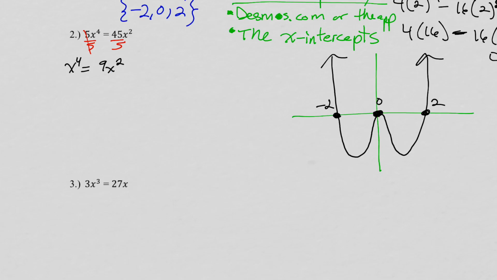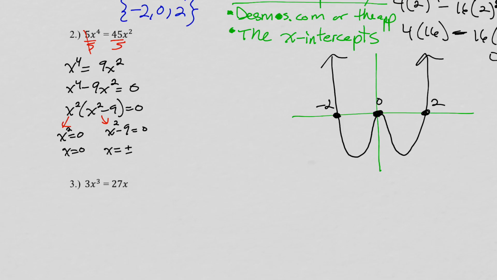So if you wanted to go ahead and divide by 5, which is fine, that's going to give you 9x squared, and then you do have to move the 9x squared to the left, and then get a GCF, which is x squared. And then this equals 0, and this one equals 0. So then x equals 0 here, and x equals ±3.